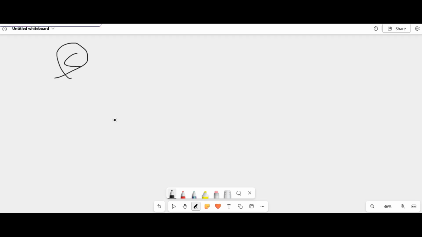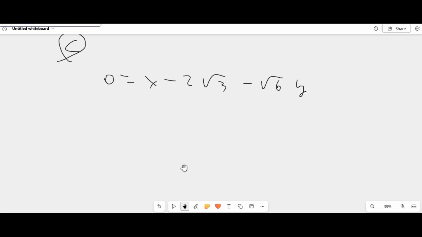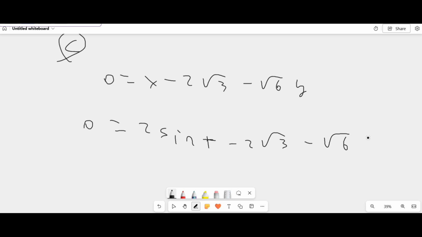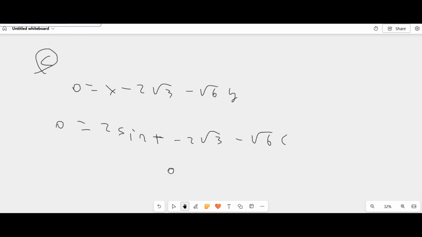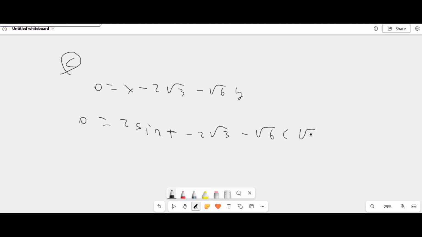Alright, so we're going to use the equation here that we just discovered here. So that's 0 equals x minus 2 root 3 minus root 6y. And we're going to substitute what x is here. X in the question was 2 sine t, minus 2 root 3, and then minus root 6y. And then y in the question was root 2 cos 2t, yeah? Alright, safe.